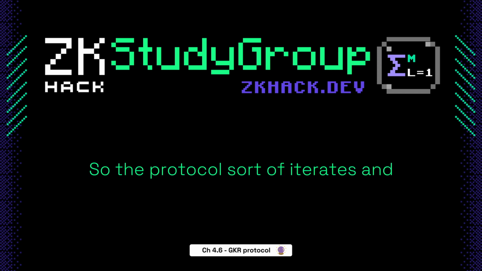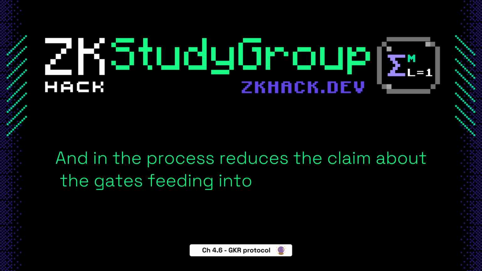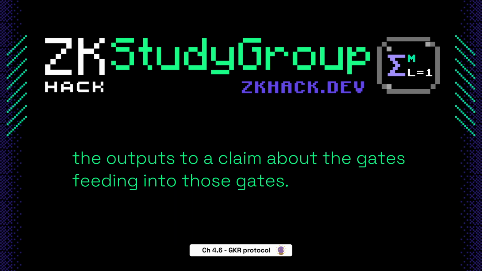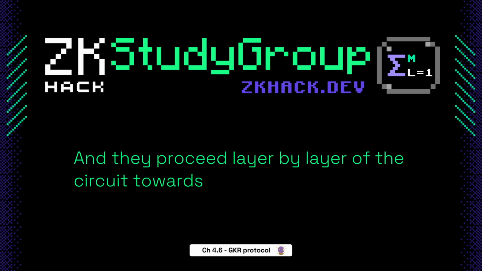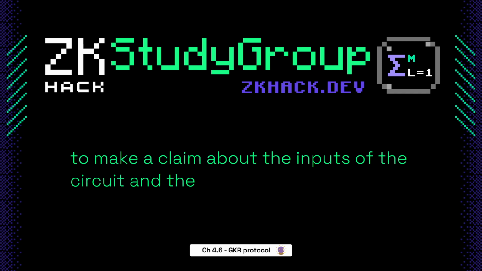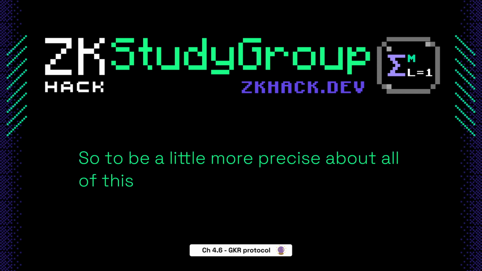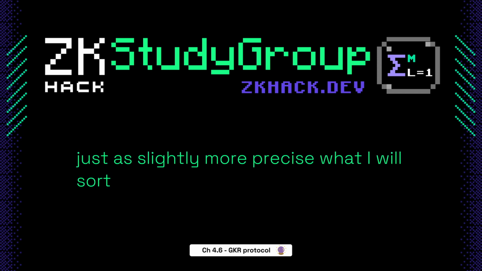So the protocol iterates. It applies the sum-check protocol again, and in the process reduces the claim about the gates feeding into the outputs to a claim about the gates feeding into those gates. And they proceed layer by layer of the circuit towards the input layer, until at that point the prover is forced to make a claim about the inputs of the circuit, and the verifier can check that claim directly in linear time.